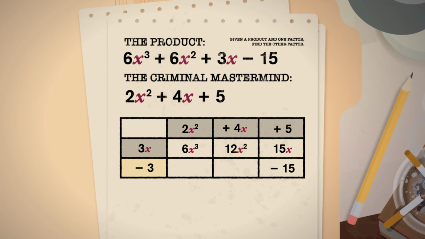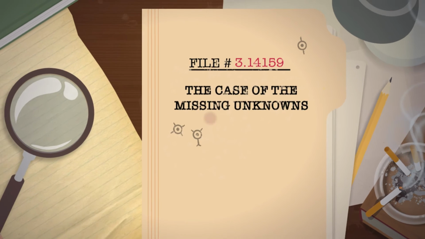Negative 3 times 2x squared is negative 6x squared, and negative 3 times 4x is negative 12x. Now it's time to check that all these stories add up. 6x cubed, good. 12x squared minus 6x squared, that gives us 6x squared. Checks out so far. 15x minus 12x gives us 3x. And we can close the case. Factoring is also like working backwards from the scene of a crime.